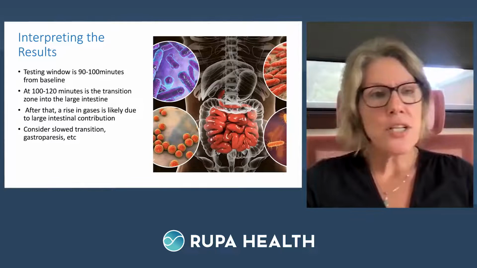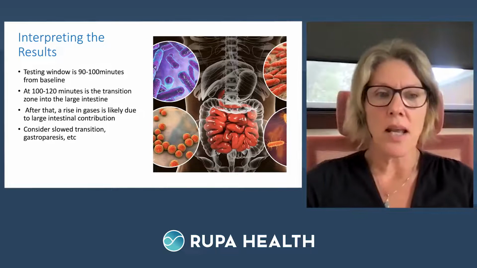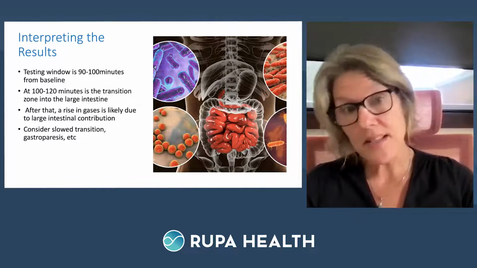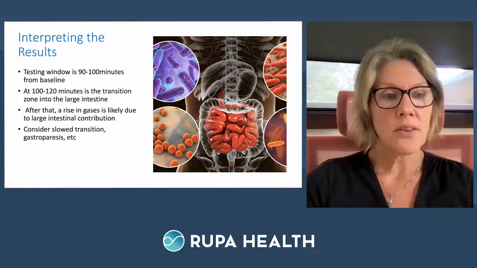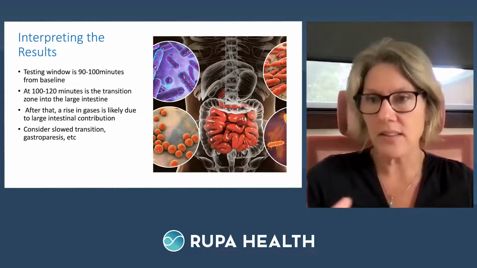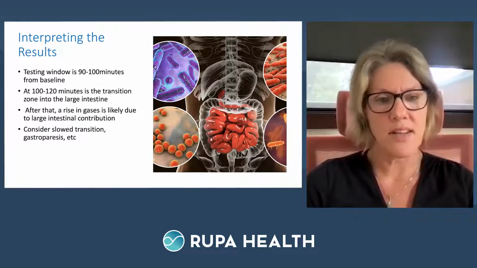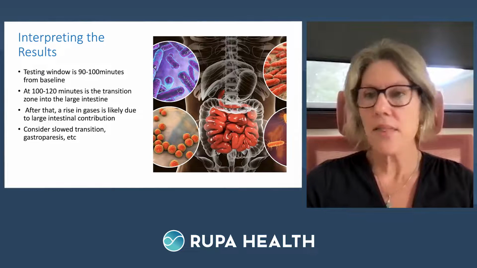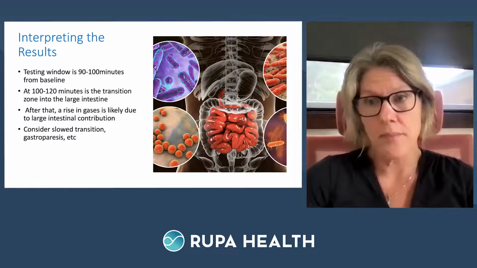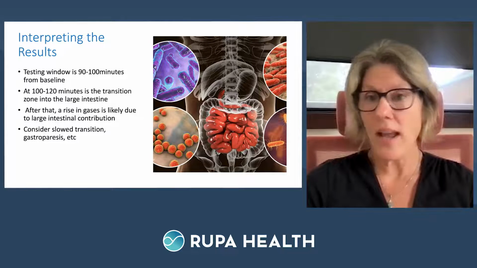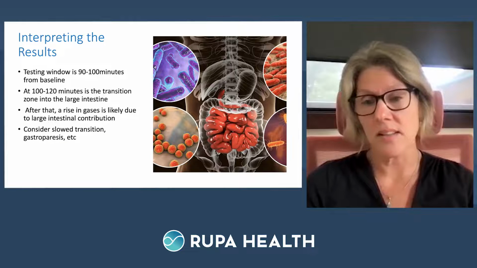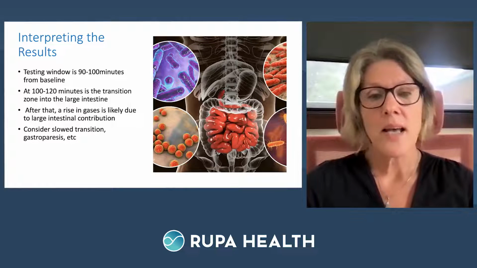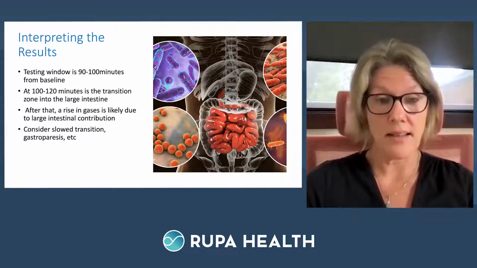Now, as I've mentioned, you interpret the breath test results by this test window of 90 to 100 minutes from baseline. At 120 minutes, the transition zone, it is basically present, and you're moving into the large intestine. And after that, it's likely to be a large intestinal contribution. But consider gastroparesis, right? Gastroparesis patients and patients with extreme dysmotility, potentially with Ehlers-Danlos or scleroderma, you may have to really adjust that time.